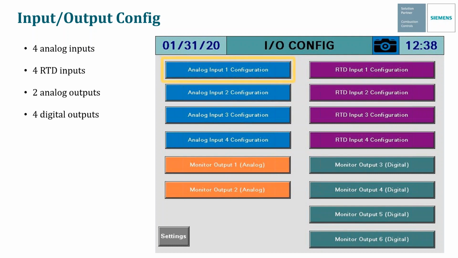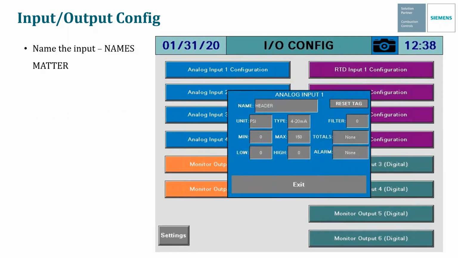If we select the analog input configuration 1, it'll pull up a dialog box where you're going to set up the analog input. The first thing you need to do is name the input. It's important to remember that names matter, because if you name the analog input header, then the system knows to follow this analog input as the process variable for a steam system. There is a table inside of the installation instructions that tells you all the various names for different process variables. So if you name this one header, then the system knows that's the header pressure sensor, and I need to follow that as my process variable for the system.